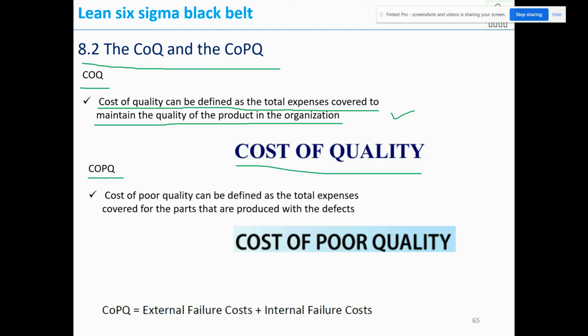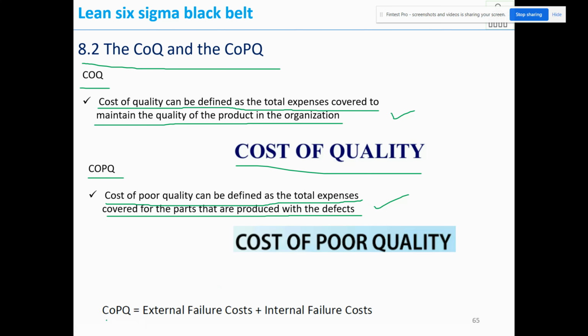Now, cost of poor quality or COPQ. Cost of poor quality can be defined as the total expenses covered for the parts that are produced with the defects. So, what you understand from this? Because of the poor quality, there will be a rejection internally for the products. When there is a rejection for the product, we are going to spend extra effort, extra resources to achieve the original product requirements, or what happens because of the poor quality we scrap those products, right? So that is called the cost of poor quality.